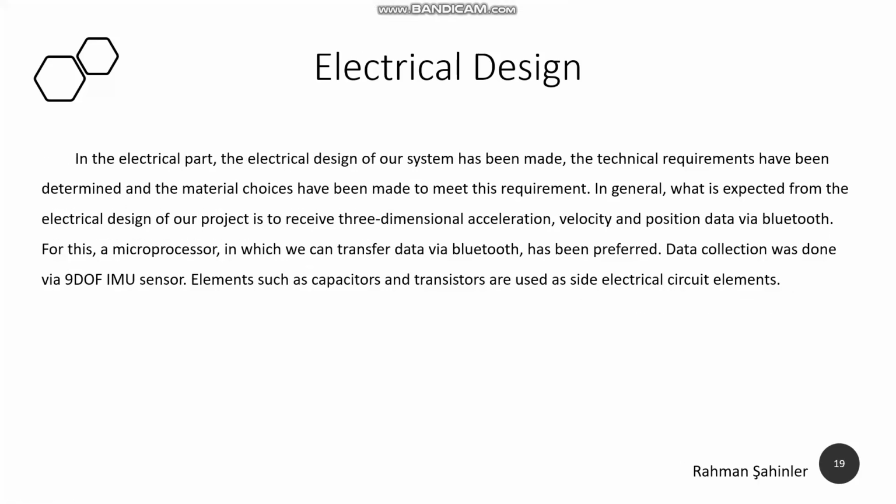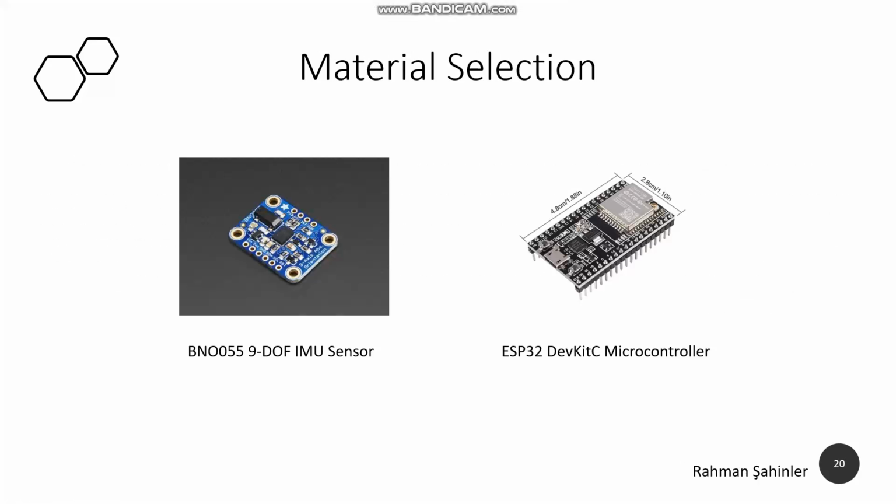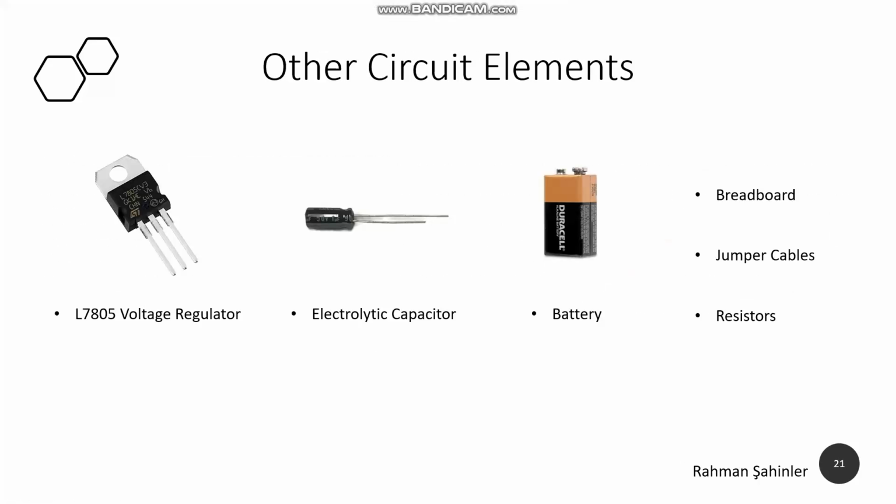Data collection was done via a 9 degrees of freedom IMU sensor. Elements such as capacitors and transistors are used as side electrical circuit elements. For designing the electrical circuit, the selected components are indicated here. Also here.